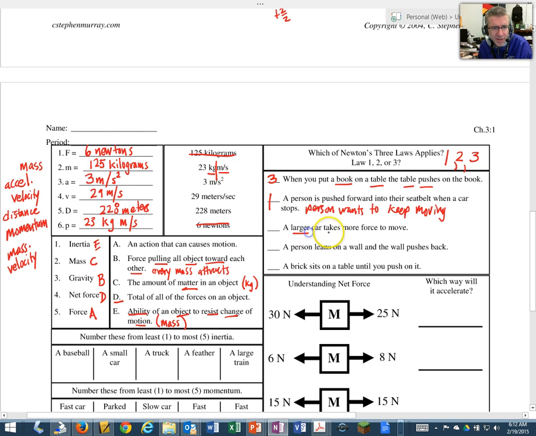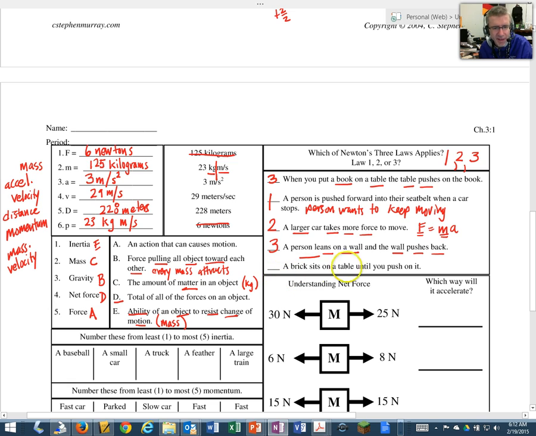A larger car takes more force to move. That's Newton's second law, F equals ma. What we did is we said if m is bigger, then a is bigger. A person is leaning on a wall. That means I'm kind of putting a force on a wall. The wall pushes back on me. That's action-reaction. That is Newton's third law.